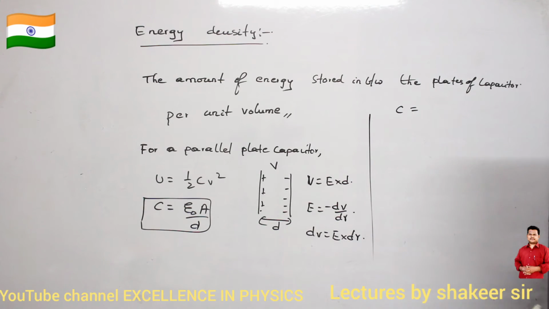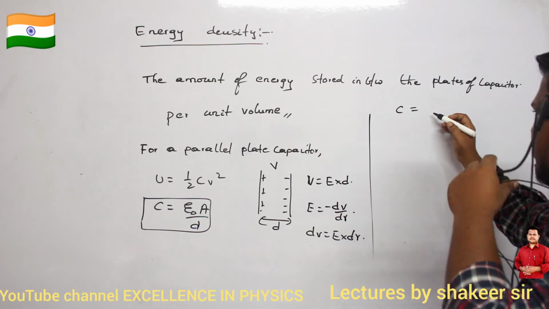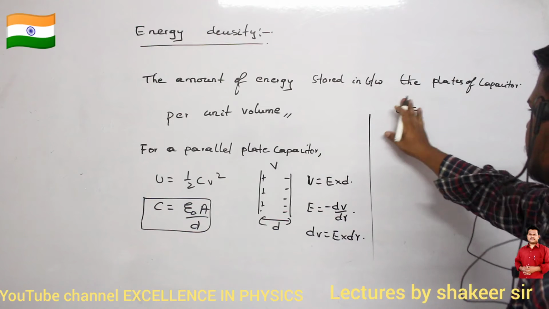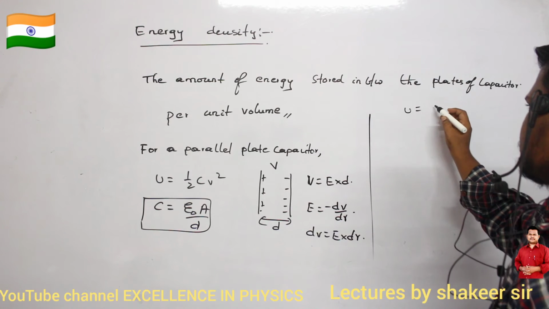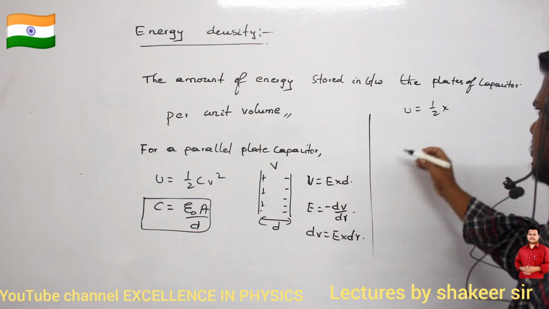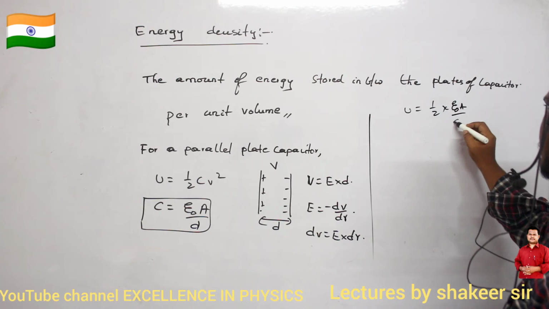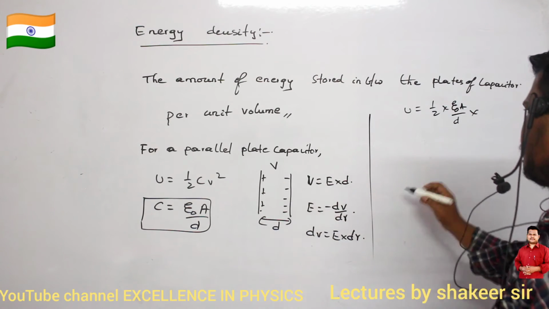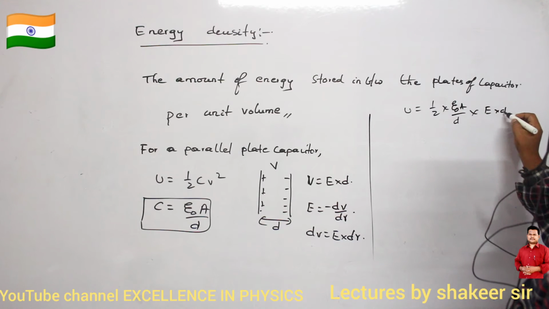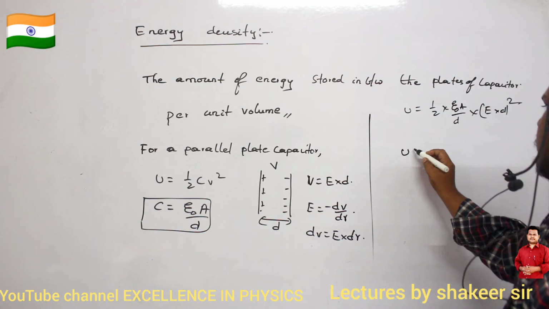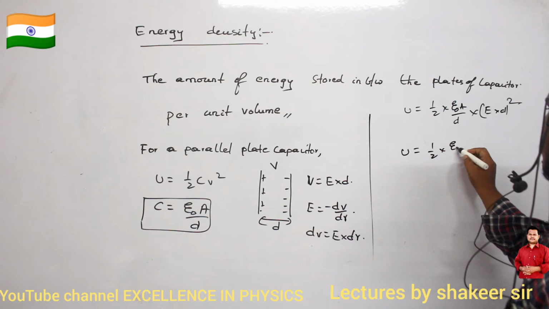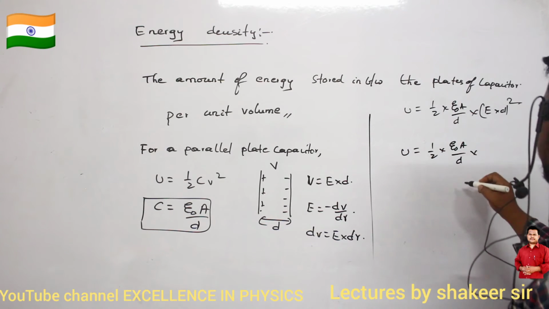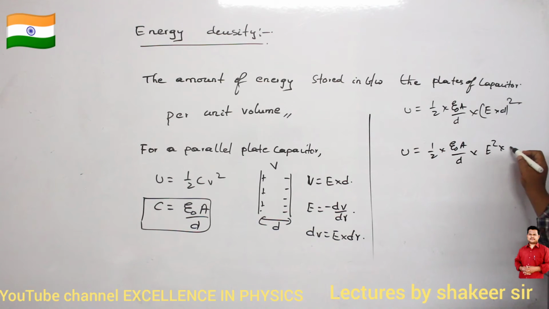Okay. So C is equal to epsilon naught A divided by D. Now substitute all these relations. Energy stored is half CV square, so half into capacitance, epsilon naught A divided by D, multiplied by V square. Potential difference is E into D, so I can write E into D whole square. Therefore, U is equal to half into epsilon naught A by D multiplied by E square into D square. So D and D square get cancelled.